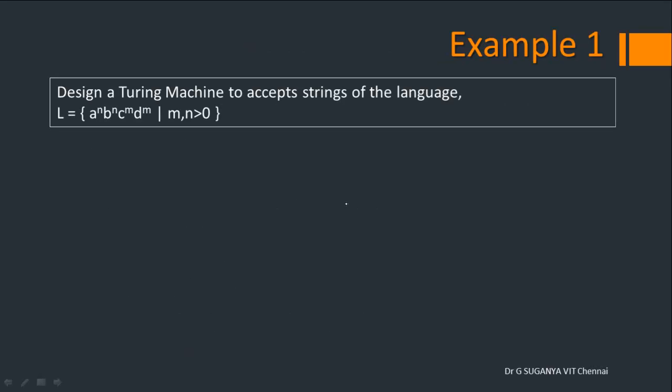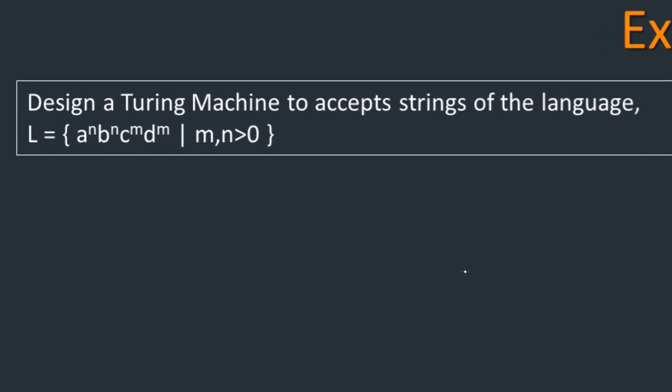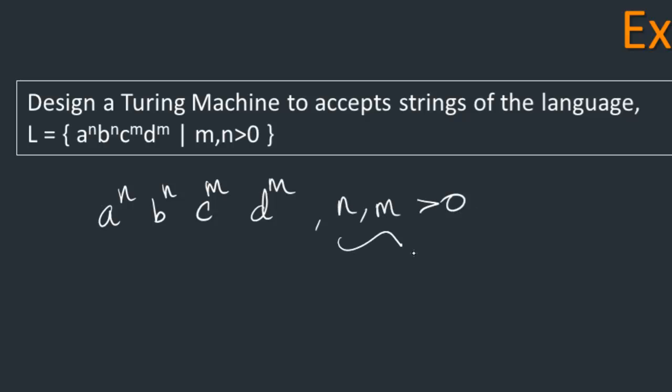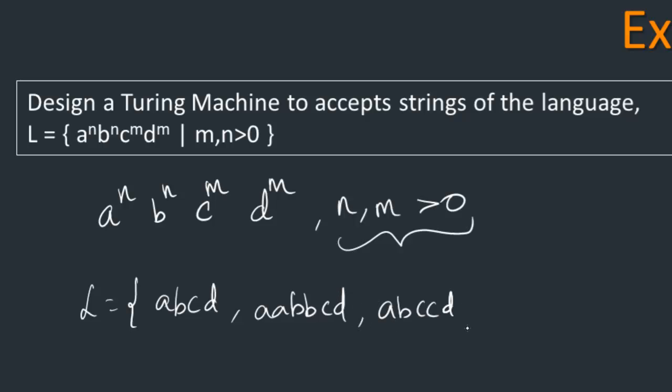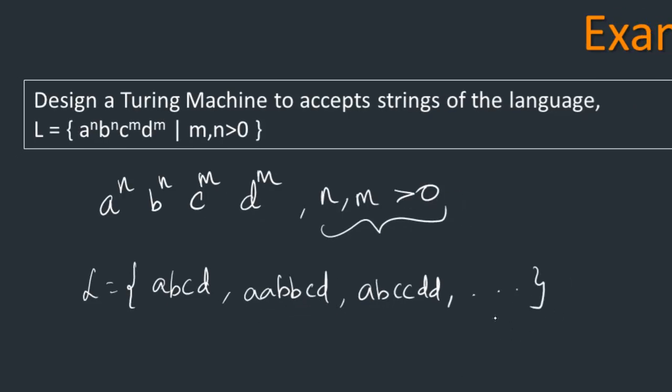Let's look at the first example. Design a Turing machine to accept strings of the language a power n, b power n, c power m, d power m, where n and m are greater than 0. All the strings should have a, b, c, d. Since both n and m are greater than 0, at least one occurrence will be there, so the minimal string is a, b, c, d. Then a, b, b, c, d, then a, b, c, c, d, d, and it goes on. This is the language that should be accepted by the Turing machine.